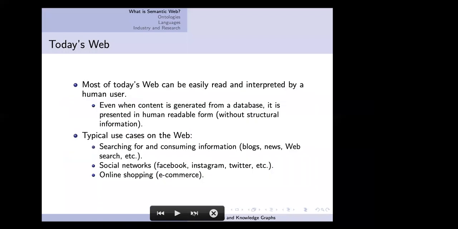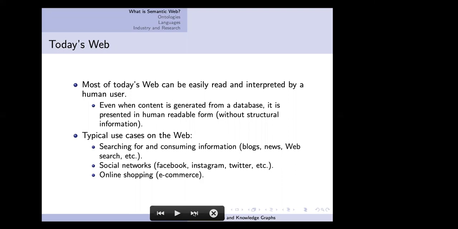Right, so just about this idea, today's web, as we know, is very easy to read and interpret by human users. So it's very easy for you to browse websites, to use Facebook and so on. So just to read content that's generated mostly out of databases as the web is structured. But then if we really want a machine to understand this, it gets more complicated.